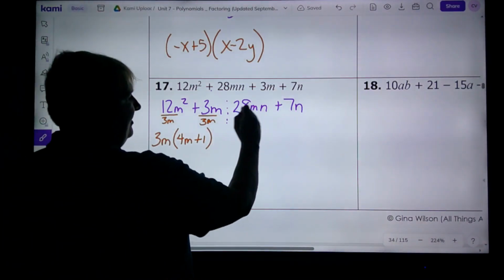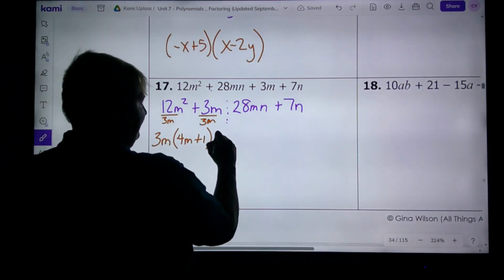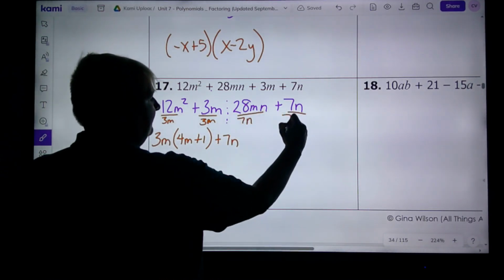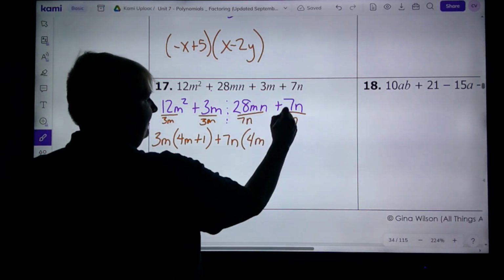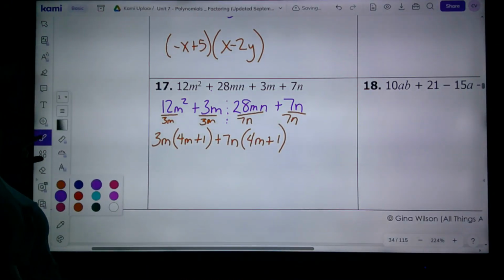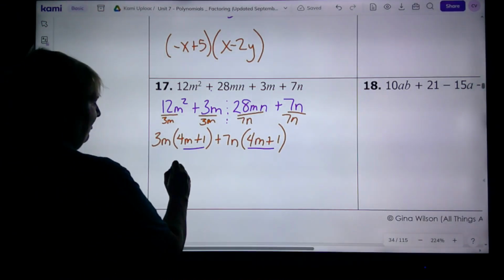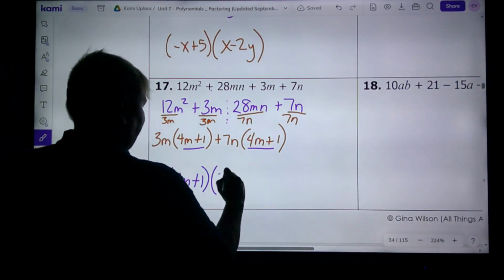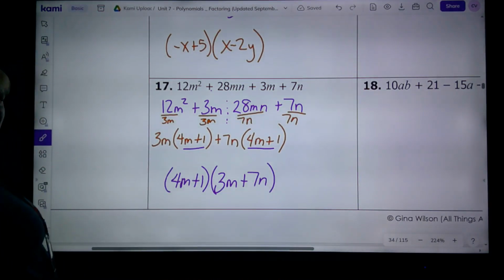I can factor out 7n. So if I take out 7n, I'm left with 4m plus 1. Remember, the goal is to create the common binomial, because then you can factor that out. Factor out the common binomial, put what's left in the parentheses.